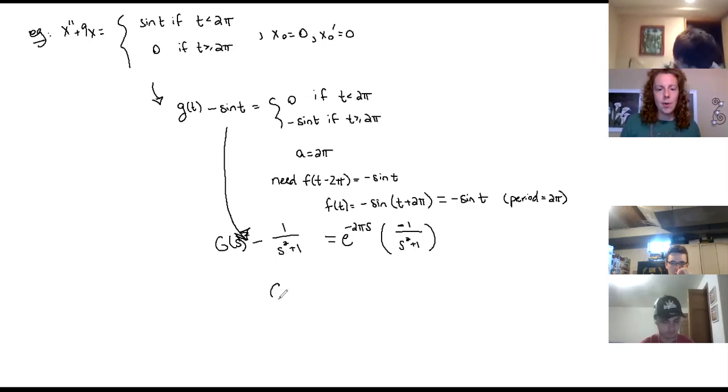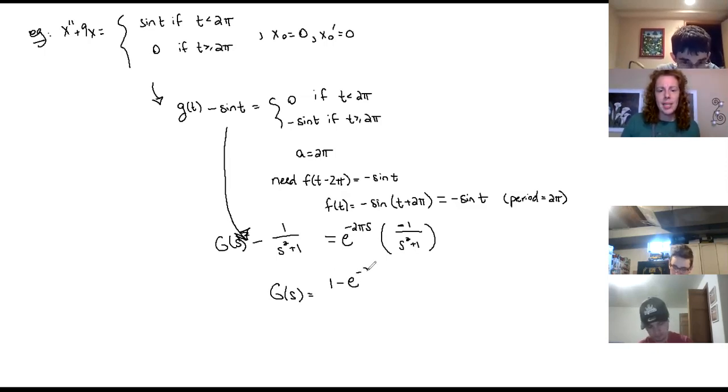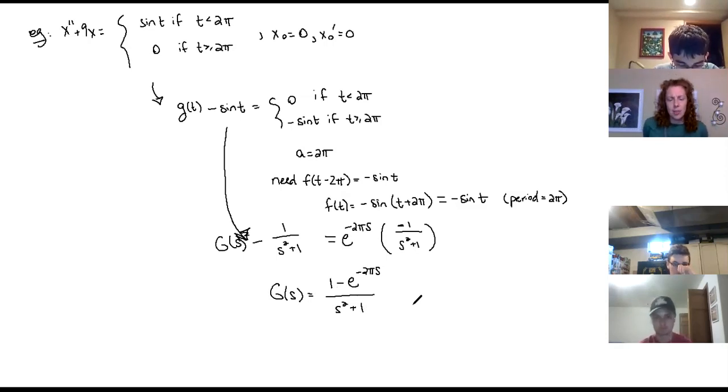All right, and so therefore, capital G of s, if I move stuff over to the other side, I'm gonna put this all together right now. Can we please do a 1 minus e to the negative 2 pi s over s squared plus 1? Are we okay with where that's coming from? I'm finding a common denominator. Both of those pieces have an s squared plus 1 in them. So 1 minus e to the negative 2 pi s over s squared plus 1. Okay, that was the right-hand side.